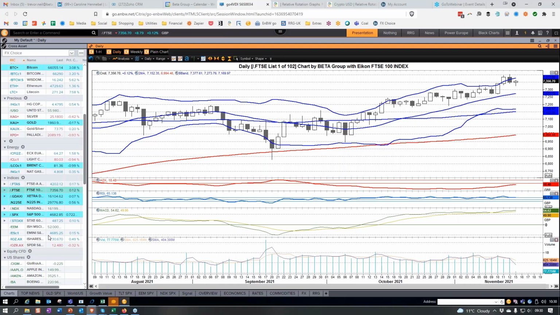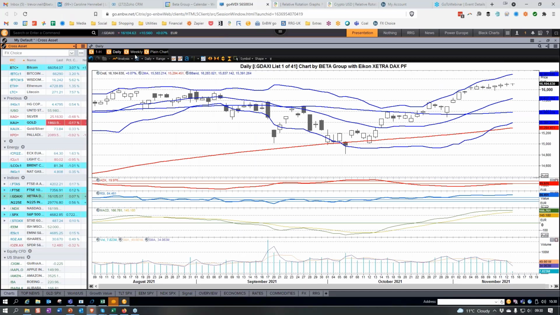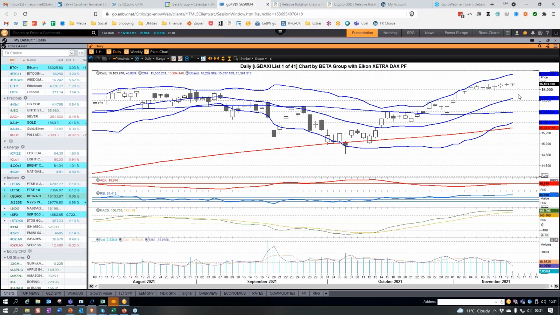But look at this. I think this is very interesting. And this is the German DE30. Now this one, let me just show you the weekly chart of this. Firstly, we have broken out to the upside here. We've had quite a big sell-off, a correction back to 15,000, then up to 16,000, where it got resistance, and it's broken the resistance now. This is a breakout here.